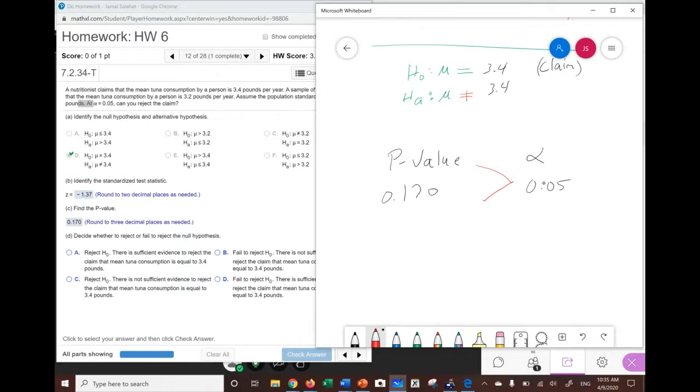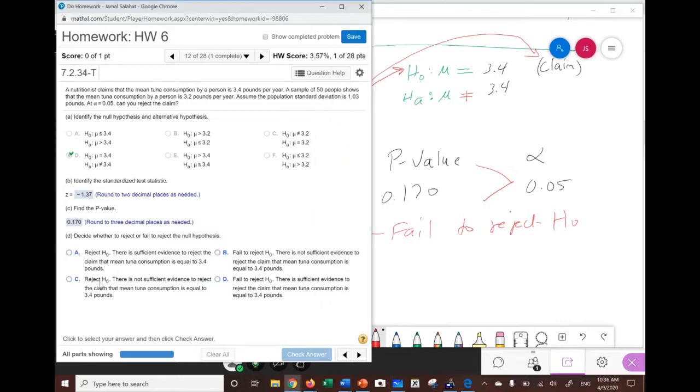Now, if the p-value is greater than alpha, automatically fail to reject H naught. Now, in this case, look at this. We fail to reject H naught, but H naught happened to be my claim. So in this case, when you don't reject H naught, you don't reject the claim. So let's go in here. Part A says reject H naught. We're not going to take A. Part C says reject H naught.